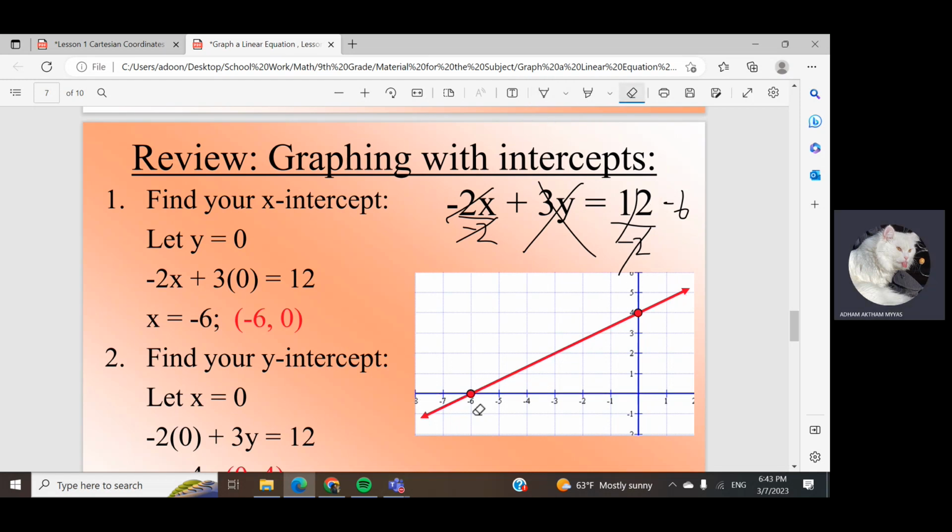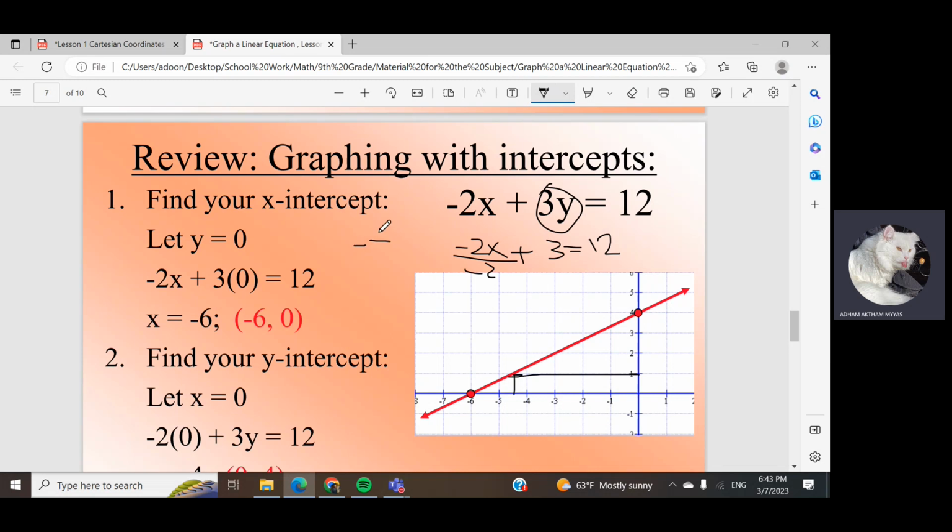If I want to check whether I'm right or not, try to put in a number. Try to put y equal 1. Let's see the answer here. So it's 3 minus 2x equal 12. 12 minus 3 is equal to 9. 9 divided by minus 2 is equal to minus 4.5. So x equal minus 4.5, so that's right.